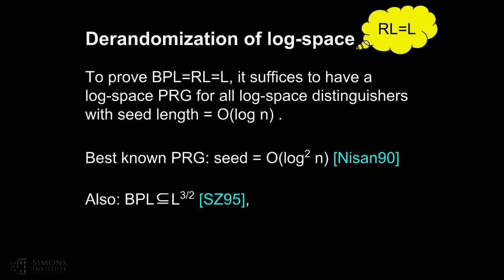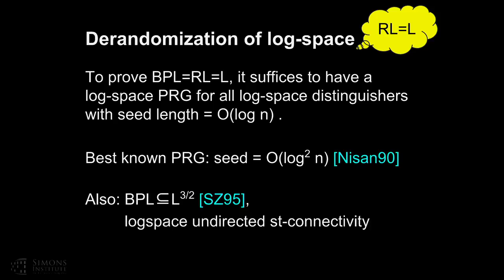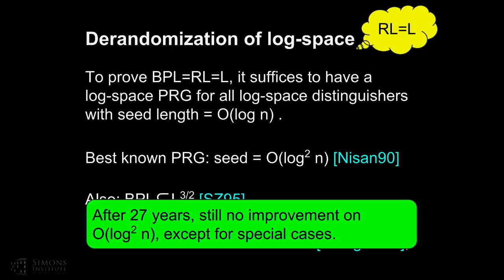We also have some other de-randomization results which aren't strictly pseudorandom generator de-randomizations. The first is a log to the 1.5 space de-randomization by Saks and Zhou. And we also have undirected ST connectivity in log space, and that's a result by Omer Reingold. So after over two decades, we still really don't have any improvement in terms of pseudorandom generators for log space, except for a handful of special cases.